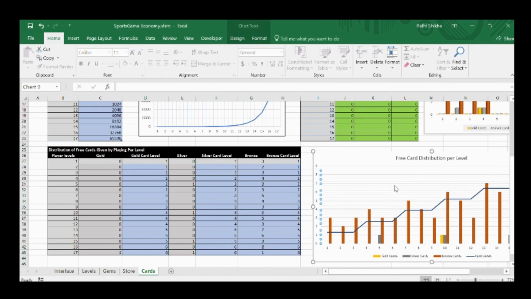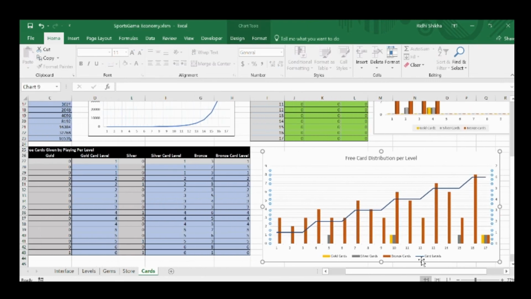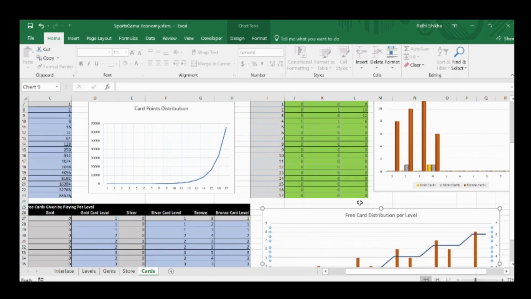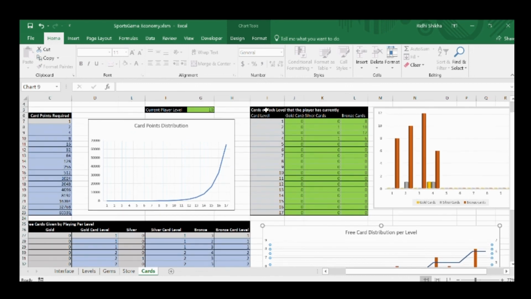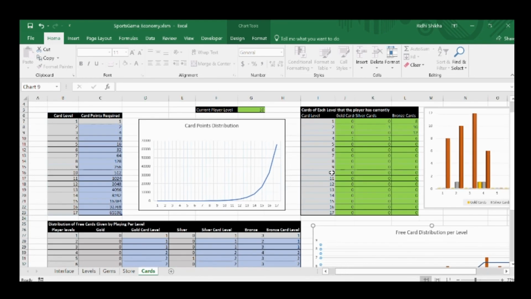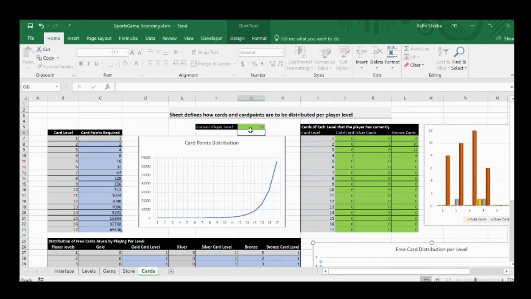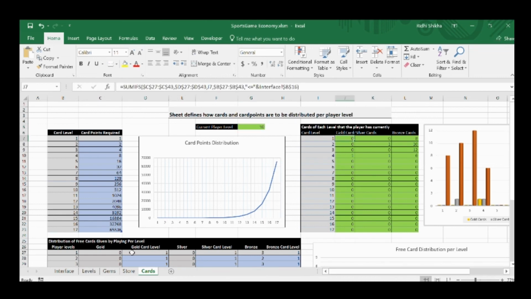This is the distribution of free cards. These are the card levels, and according to the card levels, this shows how many gold cards, silver cards, and bronze cards we are giving. Now, how many cards a player currently has can be calculated using these card levels and the current player level. Since we know the player level, we know how many free cards he has.